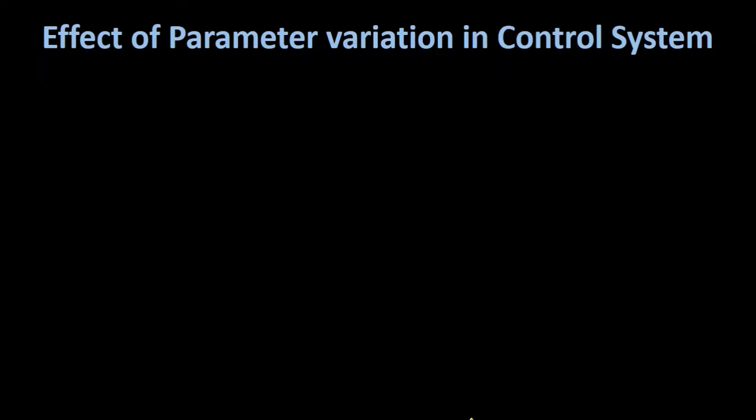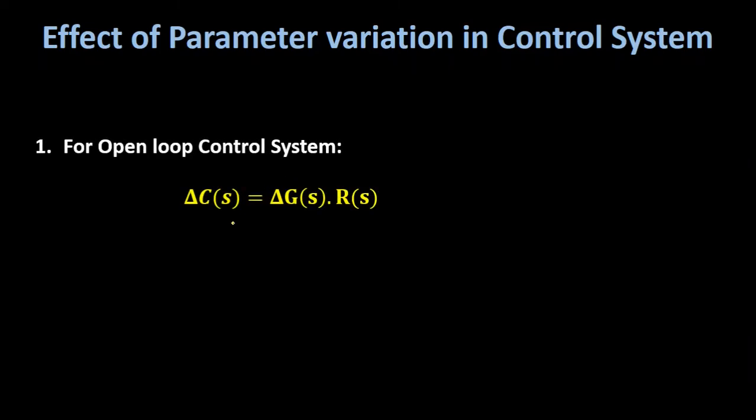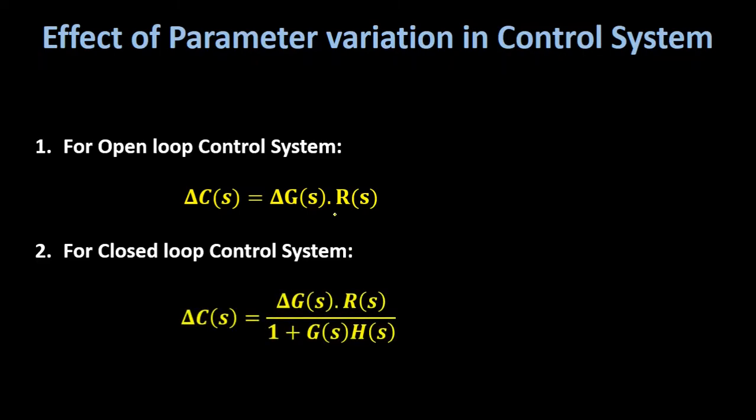Now let us see the results which we got. For the open loop control system, we got the change in output response del C(s) is equal to del G(s) into R(s) when the forward path transfer function changes. And for the closed loop control system, when the forward path transfer function G(s) changes, the corresponding change in the output response del C(s) is equal to del G(s) into R(s) divided by 1 plus G(s) into H(s). Let us take this as equation number A and this as equation number B.